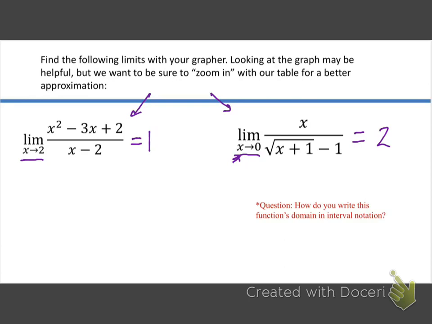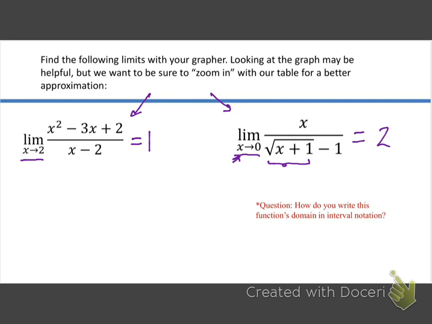Now down below, I have an alternate question. How do you write this function's domain in interval notation? So this is kind of an interesting one where not only is it a rational function where we have a 0 in the denominator, but we also have this component where we don't want to have a negative in our radical. Okay, that's beyond the course of this calculus class.